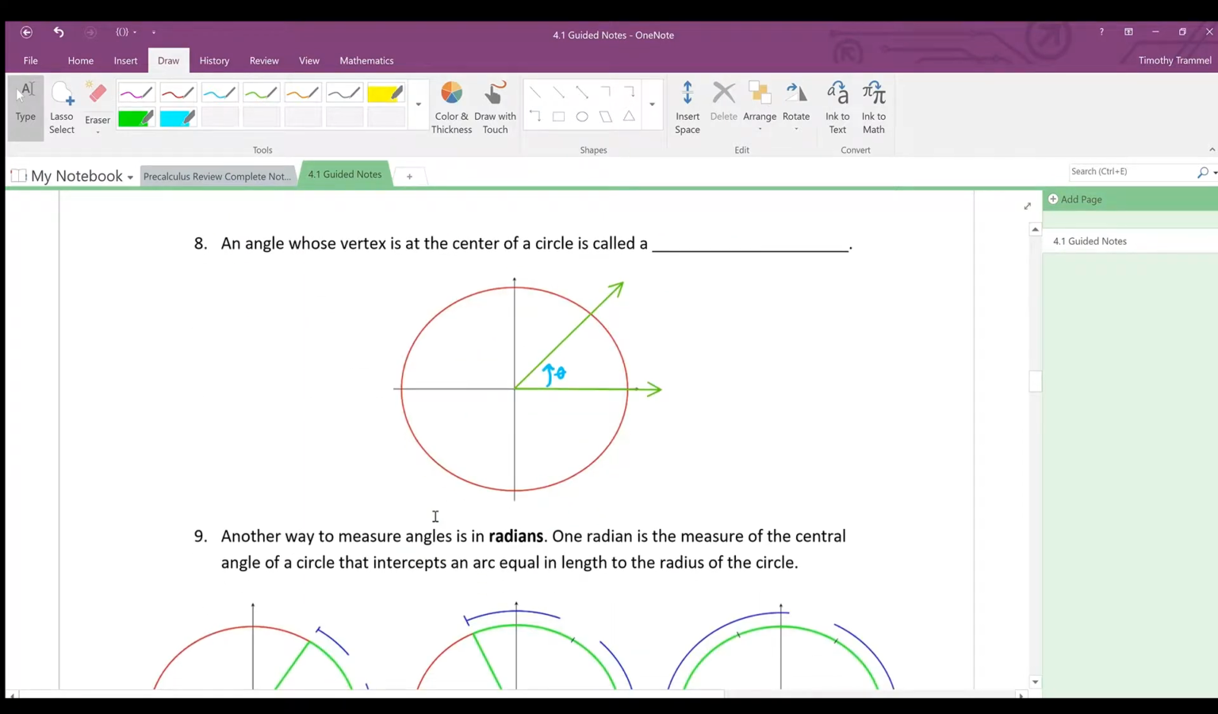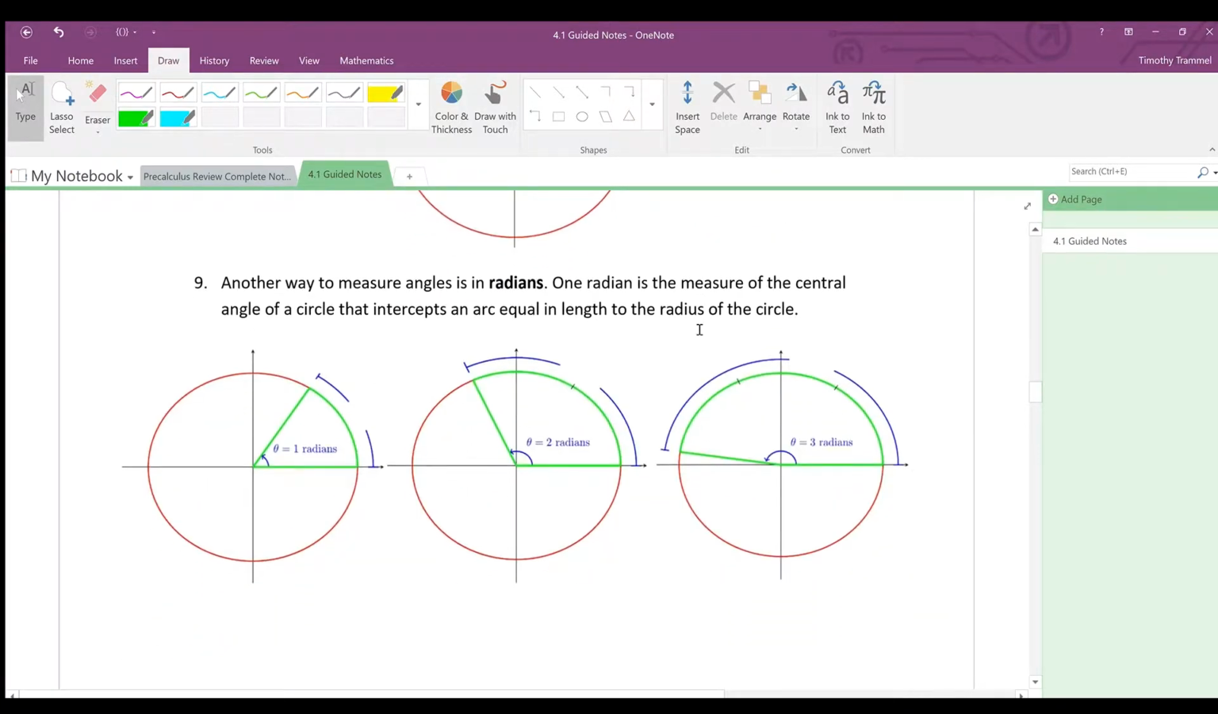All right, next definition here: an angle whose vertex is at the center of a circle is called a central angle. Okay. And actually, with the way that we are going to define our trig functions, we're going to be working with central angles a lot in here. Okay. And in fact, we're going to need this definition anyway to learn what a radian is. And again, a radian is just some other way that we can measure angles.